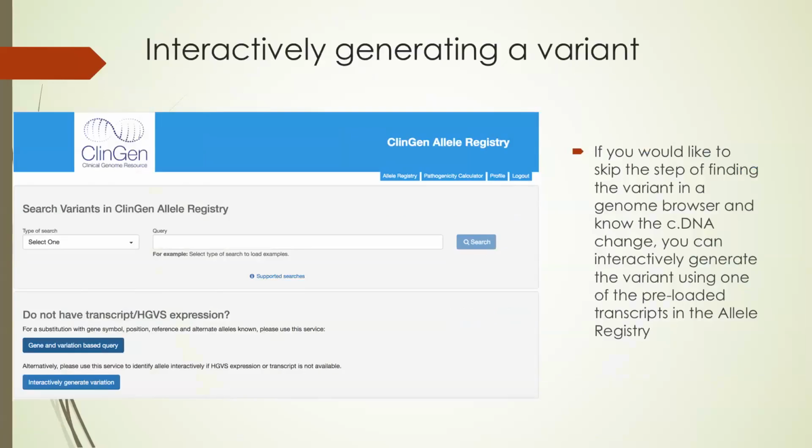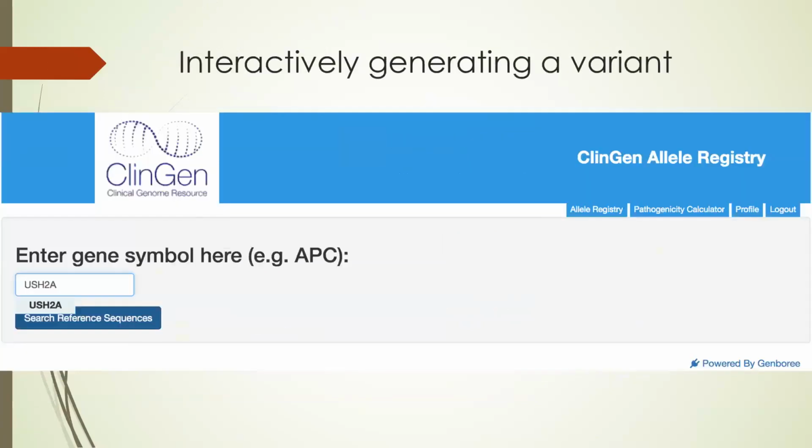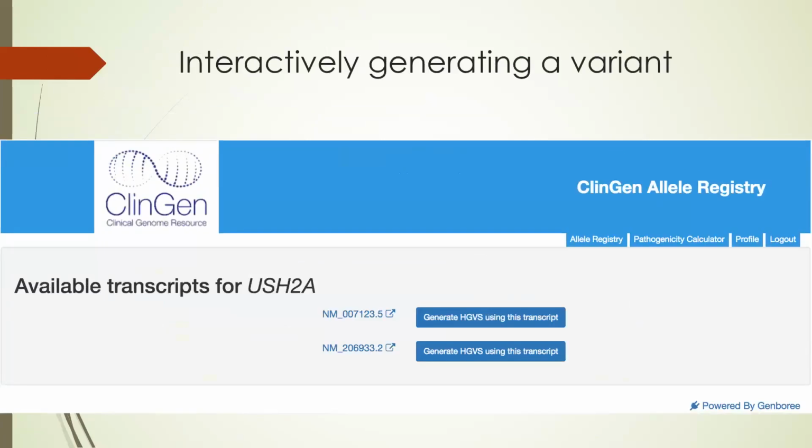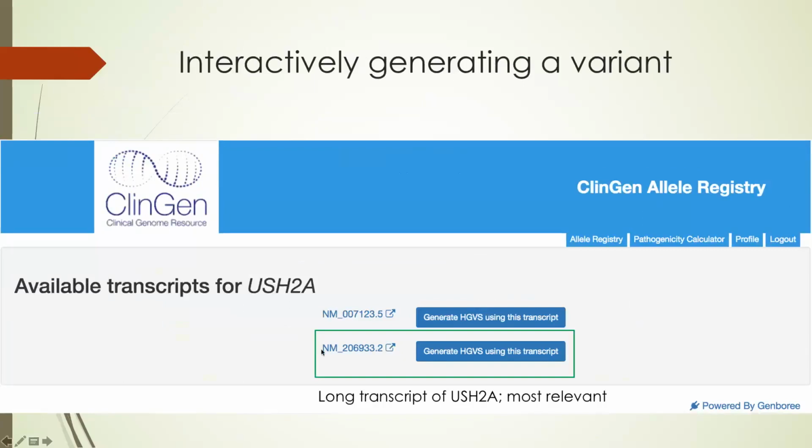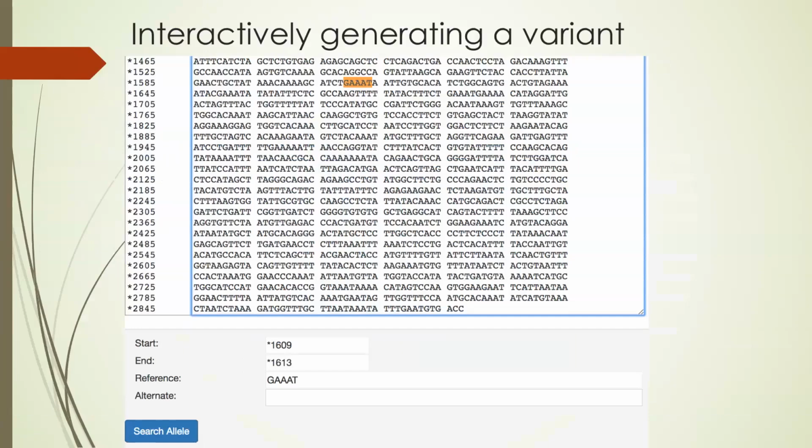And then, as I mentioned quickly, the other way you can identify variants is to generate them interactively. If you click on this box right here, enter your gene name, and pick a reference sequence, we would pick this transcript because it is the most relevant transcript for USH2A, since it's the long transcript. You can look at this text box of the entire transcript and highlight the region you want to change, and it will tell you where it starts and ends in the position you highlighted.